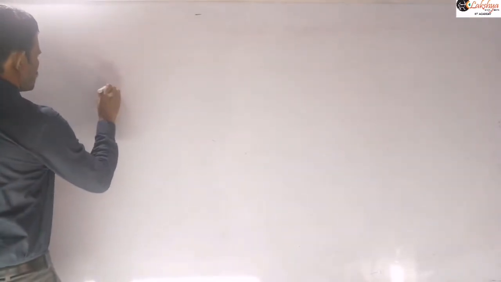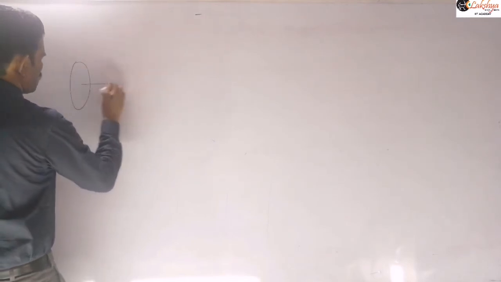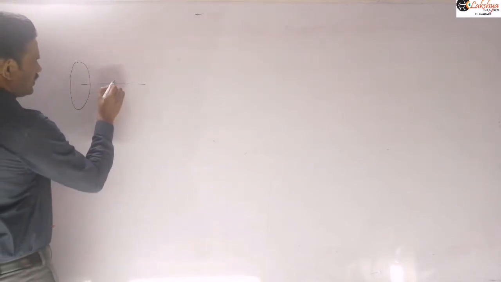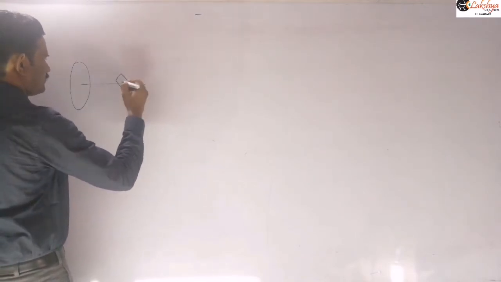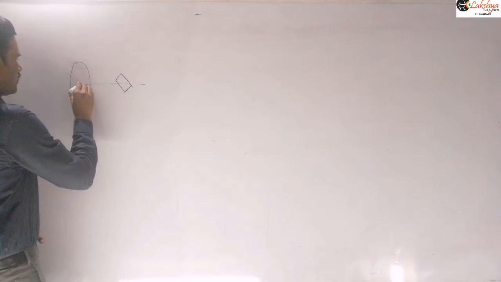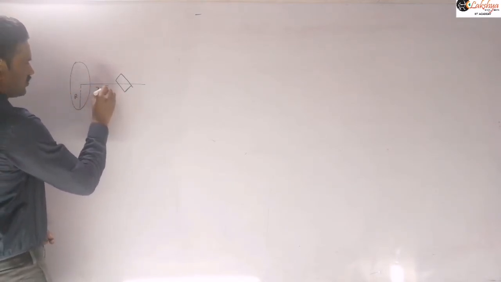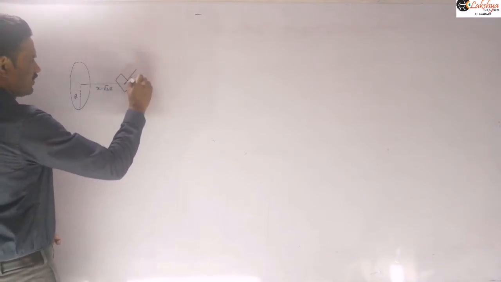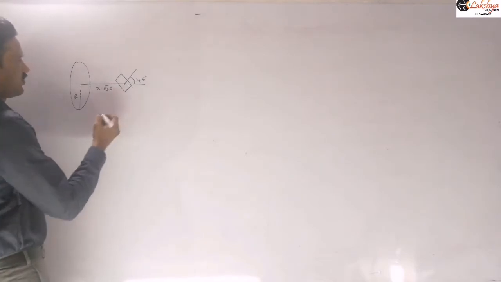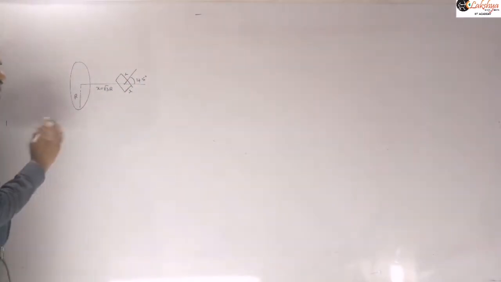I am taking this: a square loop is placed on the axis of a circular loop. Suppose this is a circular loop of radius r. The square loop of side L is placed at a distance of root 3 r, such that the plane of this square loop makes an angle of 45 degrees with it. Then we need to find the mutual inductance between them.